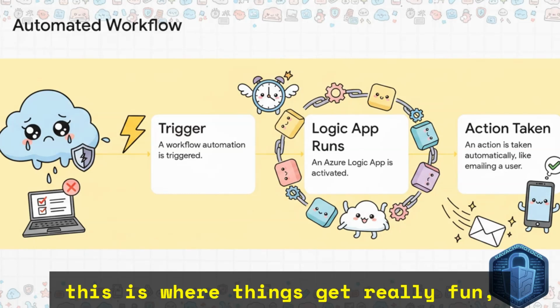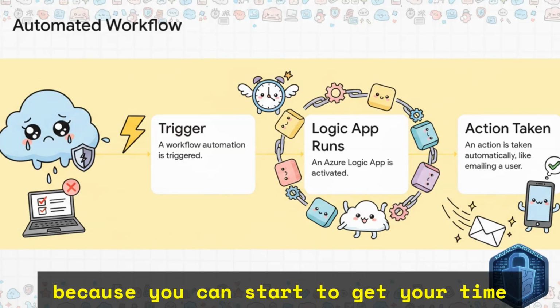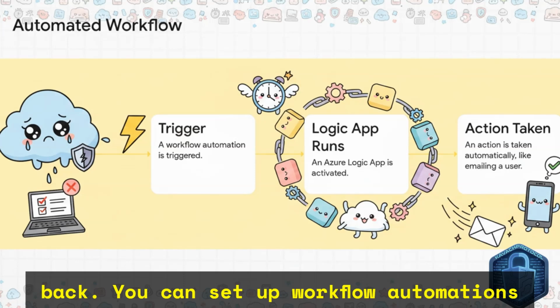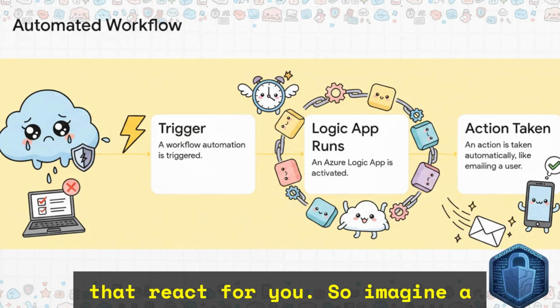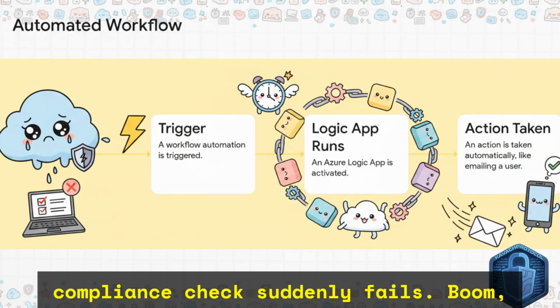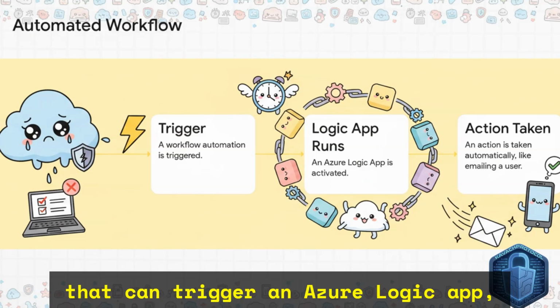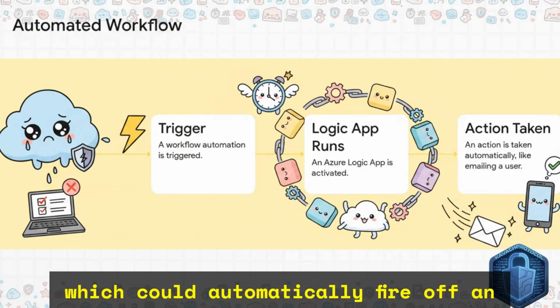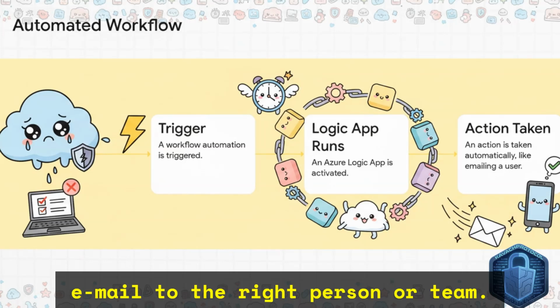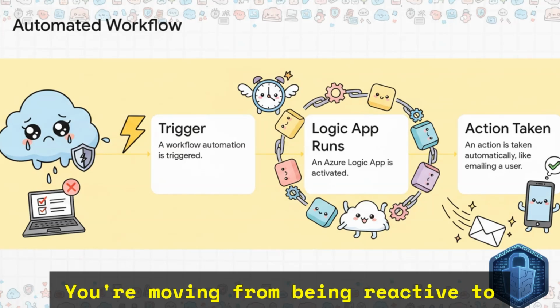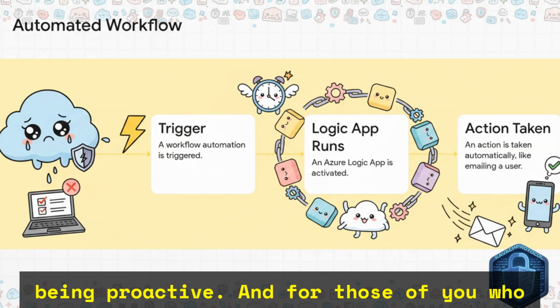Now this is where things get really fun, because you can start to get your time back. You can set up workflow automations that react for you. So, imagine a compliance check suddenly fails. Boom! That can trigger an Azure Logic app, which could automatically fire off an email to the right person or team. You're moving from being reactive to being proactive.